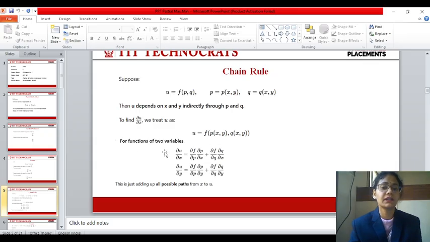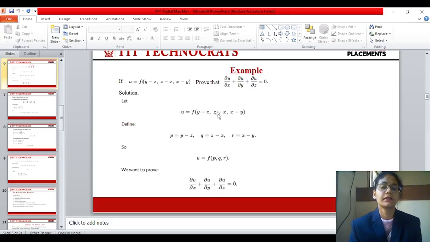To find del u by del x, we will write this formula: del u by del x is equal to del f upon del p into del p by del x plus del f by del q into del q by del x. Similarly, to find derivative of u with respect to y, it will be del u by del y is equal to del f upon del p into del p upon del y plus del f upon del q into del q upon del y. So f depends upon p and q, which further depend upon x and y. So we are using chain rule here to find the partial derivative of u with respect to x and y. Here is a simple example.